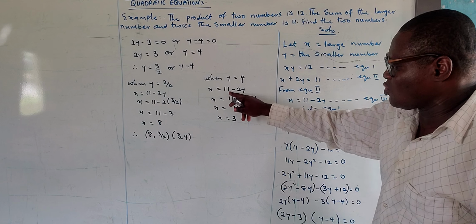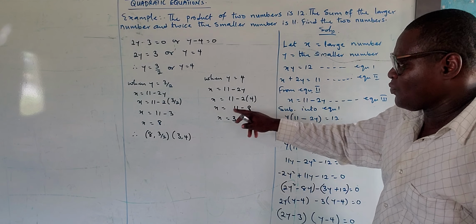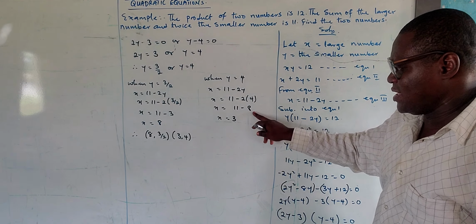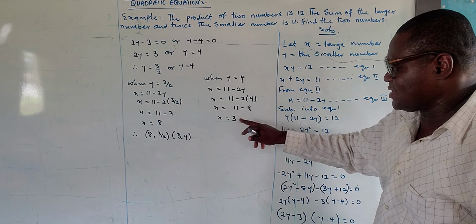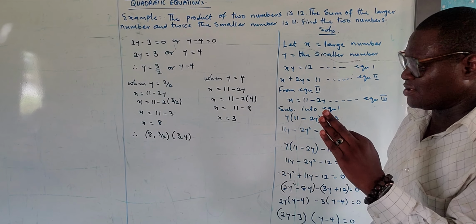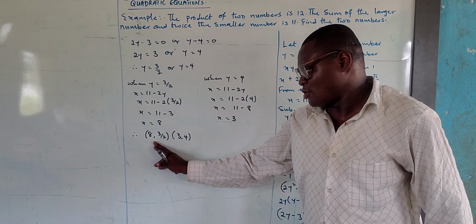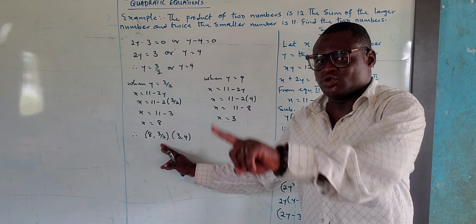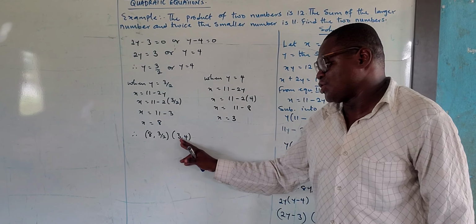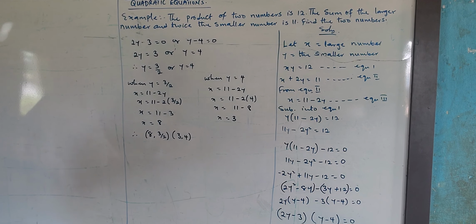Now, when our y is equal to 4, we have x is equal to 11 minus 2y. x is equal to 11 minus 2 into the bracket 4. Then x is equal to 11 minus 8. 2 times 4 gives us 8. x is equal to 3. That is to say, the two numbers given to us: the first is x, we have 8, 3 over 2 for the first one. Then the second one, we have 3, 4. This is what is known as solving a problem within a linear quadratic equation, under simultaneous equation.